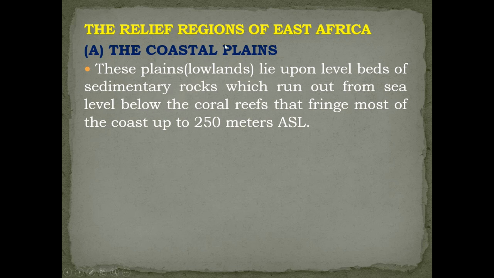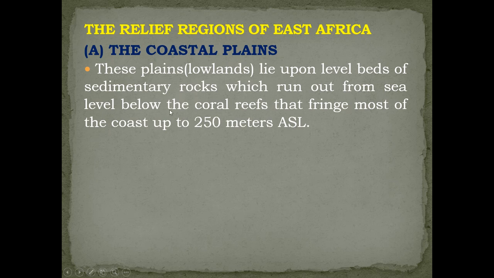But when you come to the coastal plains, the major type of rock found there is, or are, the sedimentary rocks. So this region runs from the sea, the ocean. We call it sea level, but this is that coastal part of the ocean where the water ends and the land begins. So it runs from the Indian Ocean at 0 meters below sea level, to about 250 meters above sea level.